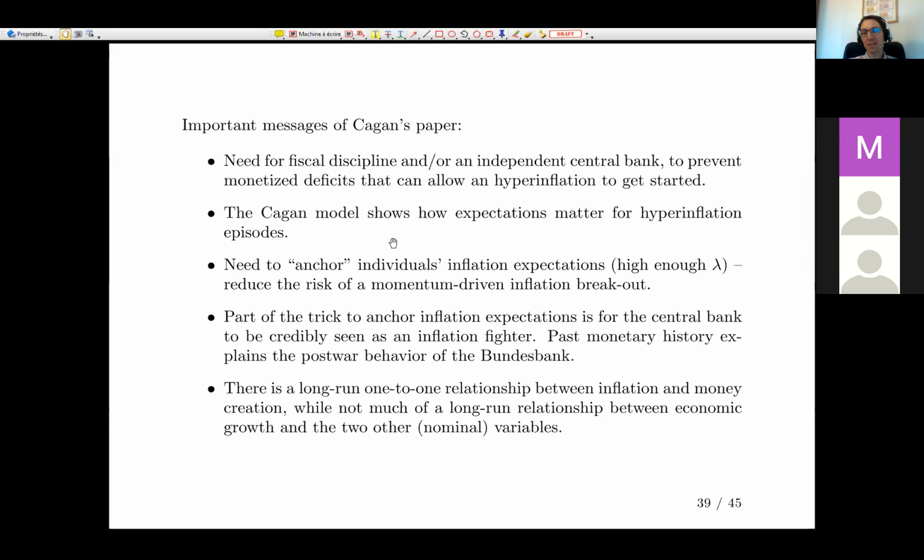It shows that expectations matter for hyperinflation. If you expect inflation in the future, it can actually self-trigger inflation in the future. So this is adaptive beliefs about inflation. One way to make sure that there is no hyperinflation is to anchor individuals' inflation expectations. So it must be that lambda is high enough.